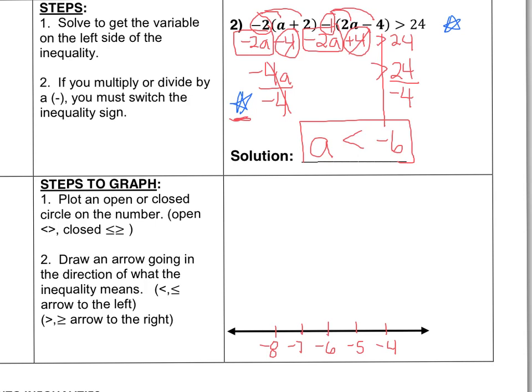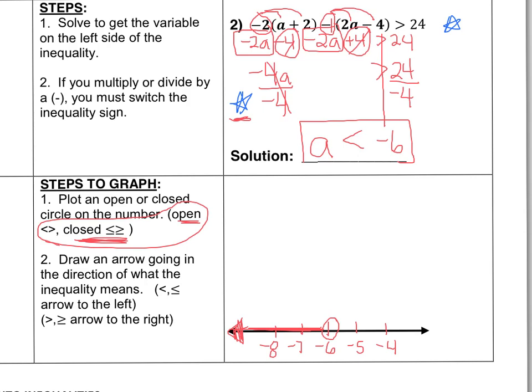Okay, so on negative 6, you're going to have an open circle. If you forget, notice that I've put a hint right here. If it's less than or greater than, it's going to be an open circle, and if it's less than or equal to and greater than or equal to, it's closed. And then because this is a less than sign, I'm going to shade to the left. Notice that alliteration, less than left. And you are done.